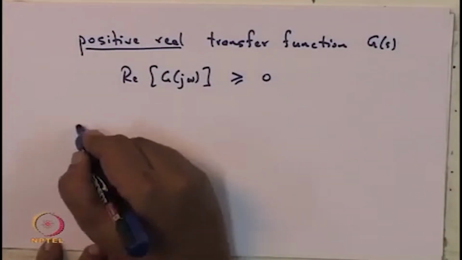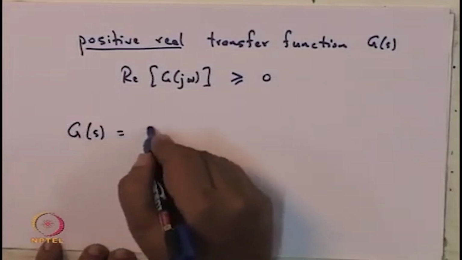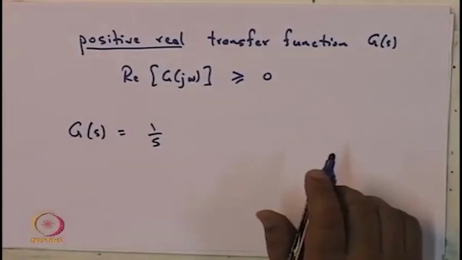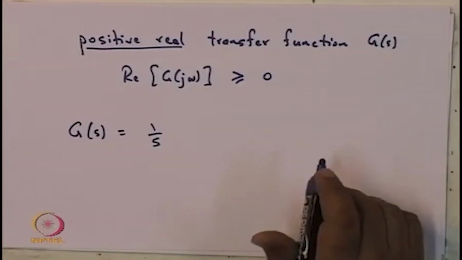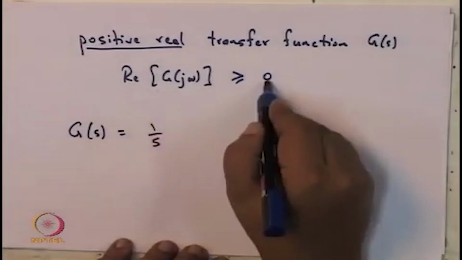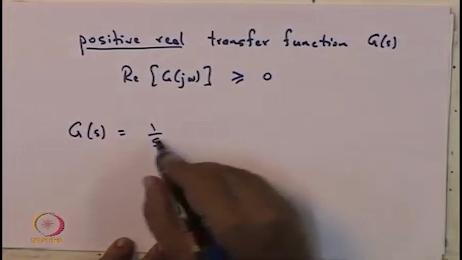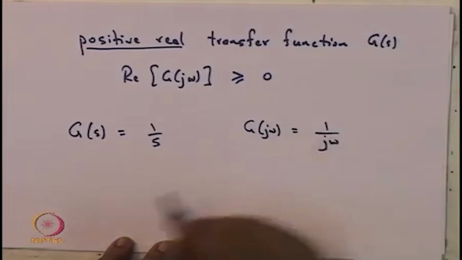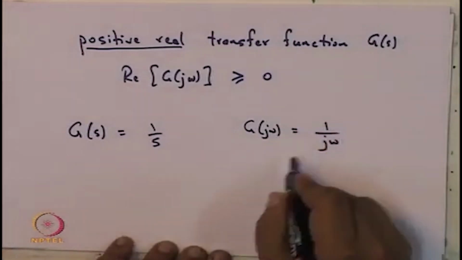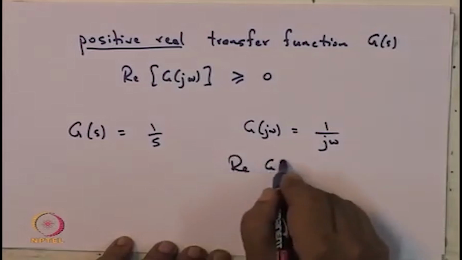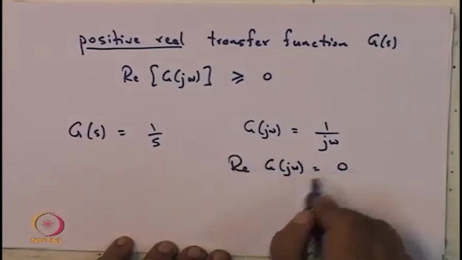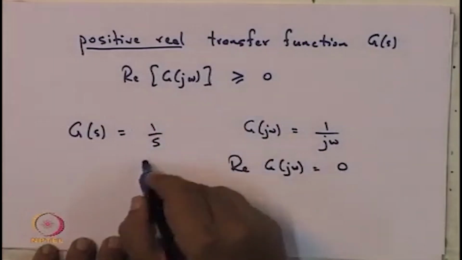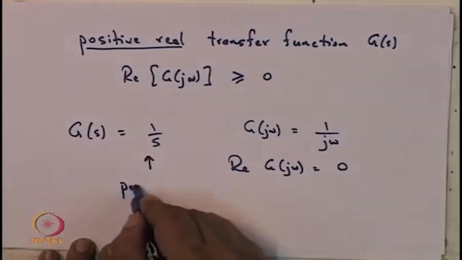So, suppose you look at the transfer function G(s) equal to 1 by s. Now, is it positive real? Well, if you just take this definition, then G(j omega) is 1 upon j omega. Therefore, the real part of G(j omega) is equal to 0, and so the real part is greater than or equal to 0. So, one can say that this transfer function is positive real.